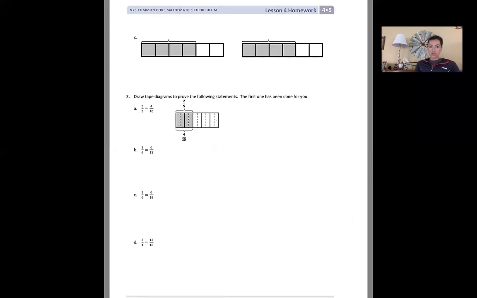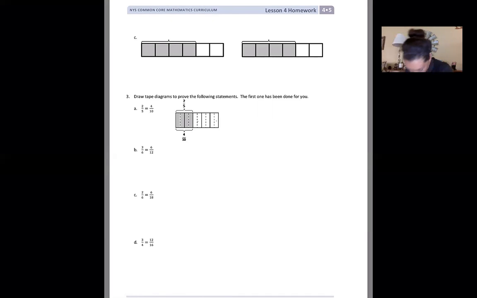Let's go to number 3, and I'll show you here. It says to draw tape diagrams to prove that the following statements are true. The first one has been done for us again, which is wonderful. We have 2/5 equal to 4/10. With those dark outer lines, they've created 5 parts. 2 parts are shaded out of the 5, so that's 2/5. Then they decompose them into smaller unit fractions. So we have 2, 4, 6, 8, 10. There are 10 parts. 4 of those are shaded, so it's 4/10. 2/5 equals 4/10.